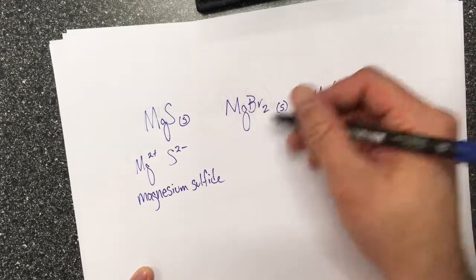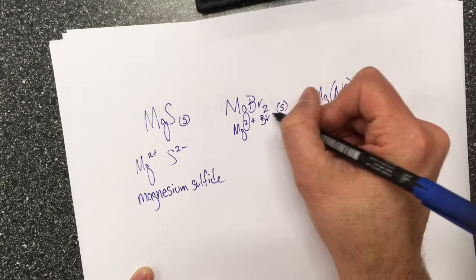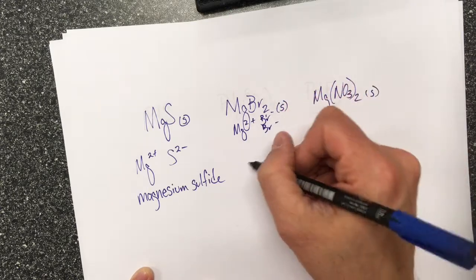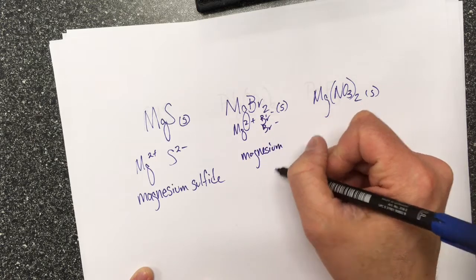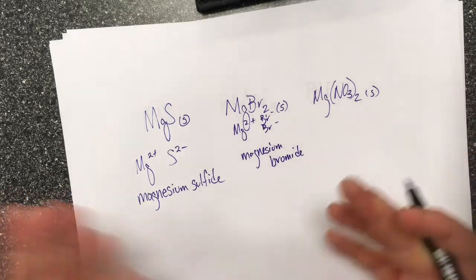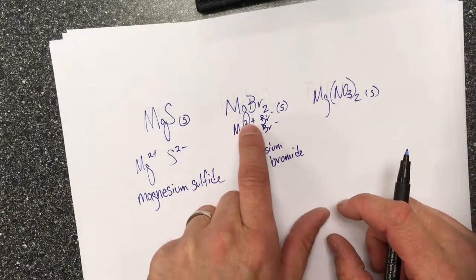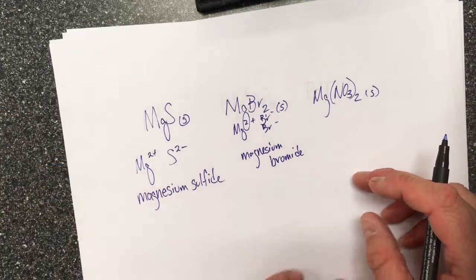This is a magnesium ion with two bromide ions. So this is magnesium bromide. You don't write down the number of bromides because as long as I know it's magnesium ions that have a 2 positive, magnesium ions and bromide ions, it has to be a 1:2 ratio.